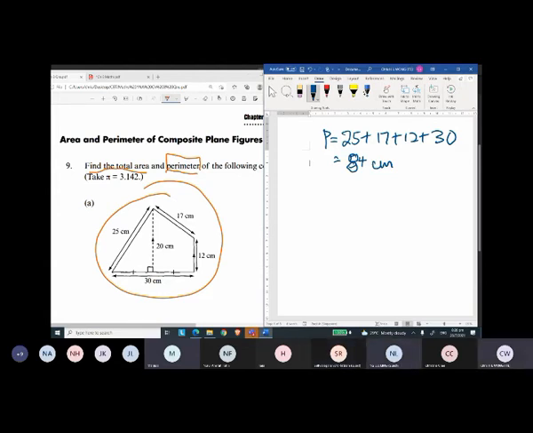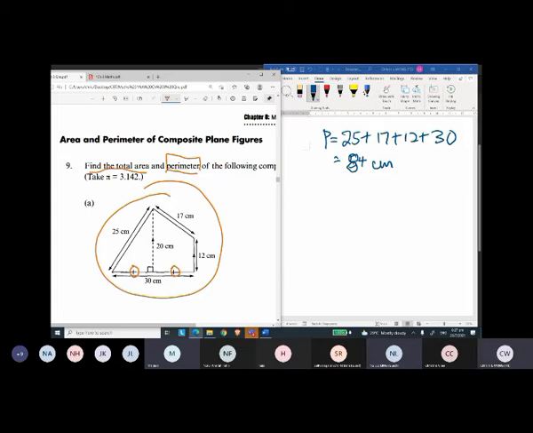Why 15? Because it's half of the triangle. How do you know it's half? Because it's 90 degrees and also 30 divided by 2, because the line covers the triangle and the base. So it's 15 and 15.